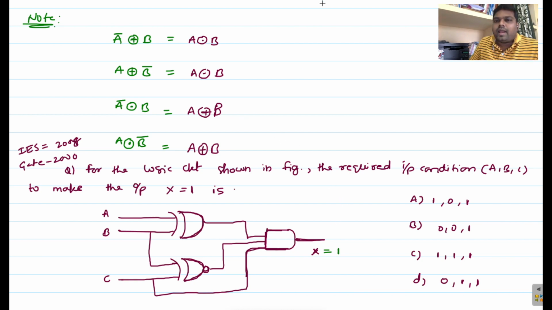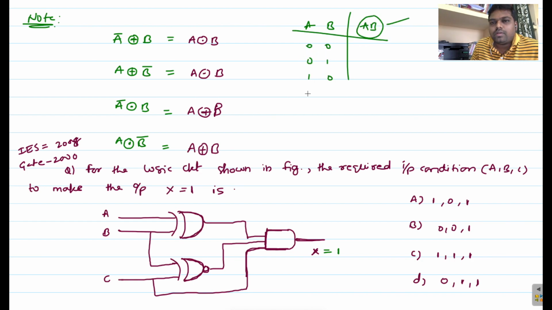So for the AND gate output to be 1, what is the condition? So AB and AB, right? So this is AND gate output, right? So 0 0, 0 1, 1 0, 1 1. If any one of the inputs is 0, the output will become 0 for AND logic. If both the inputs are high, then only the output will become high. But here we have 3 inputs for this AND gate.